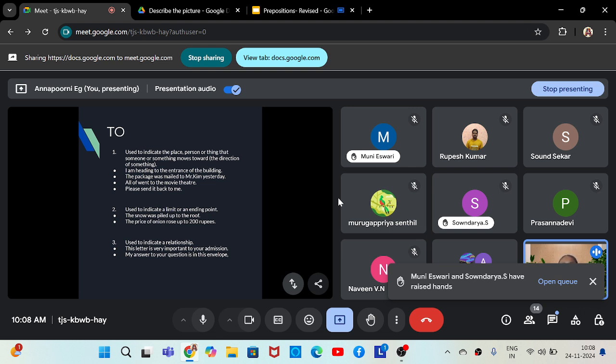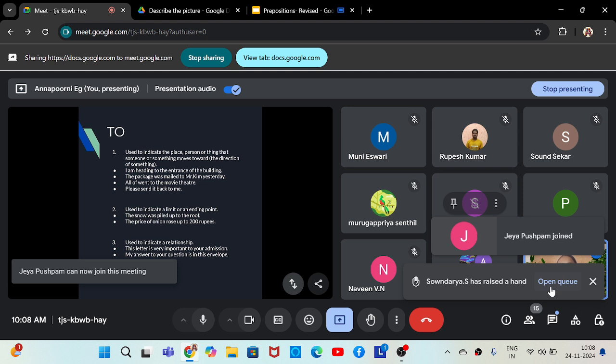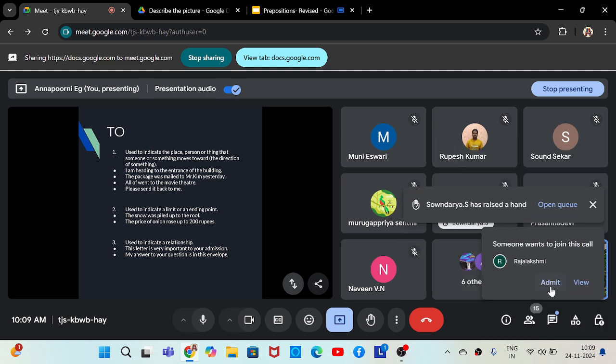So the letter was sent to your friend through post. Or you want to send some gift or something through courier. So you send a gift to your friend through courier. Similarly, the package was mailed to Mr. Kim yesterday. Mr. Kim is the name of a person. Kim is an English name.